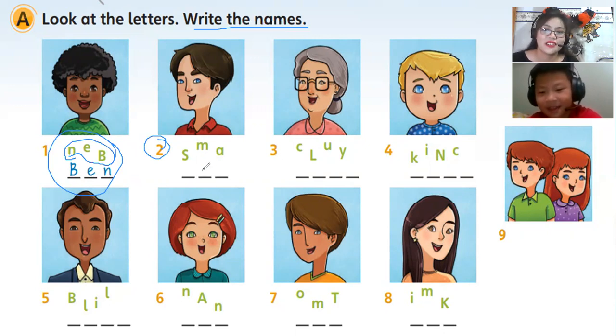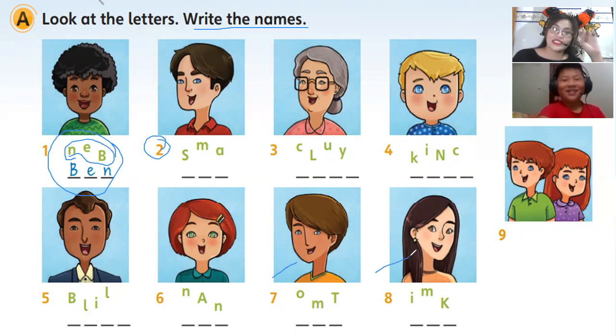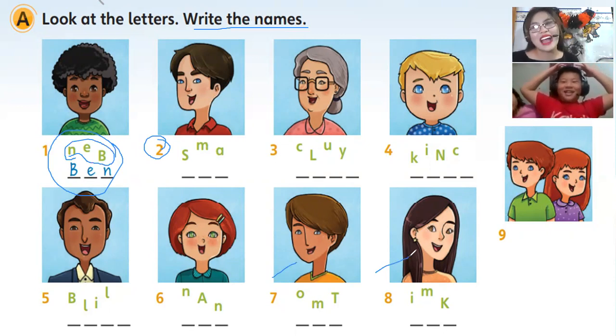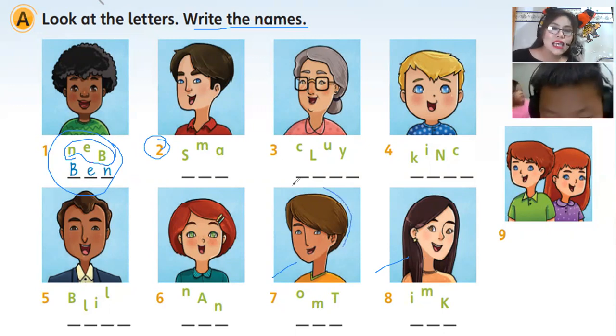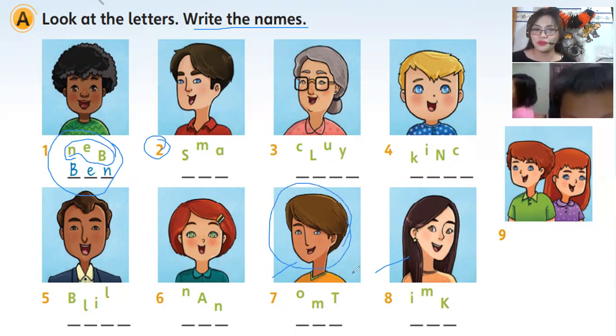I know the 7 and 8. Mm-hmm. 7 and 8. Okay, I know this one. Okay. Wow, you seem excited. Oh yeah, it's very easy for you. Okay, so let's start with 7 and 8, since you know this. So what is his name? His name is Tom. Ooh, very good.